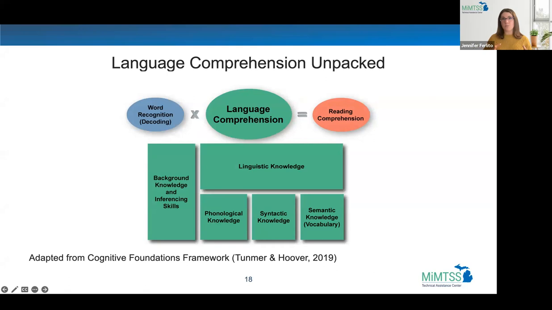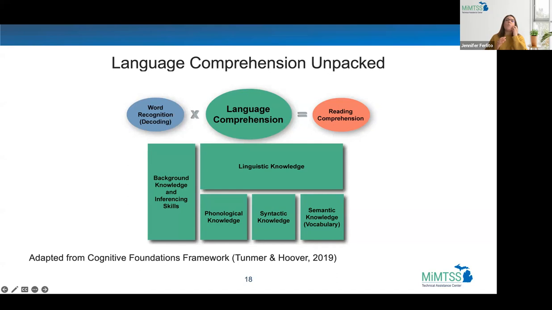Our literal understanding of what is being said is based on three knowledge domains. We have phonological knowledge, and that's starting with the acoustic signal being recognized as speech sounds for our language. Then we have syntactic knowledge, which parses out true meaning of phrases, clauses, and sentences. Then we have semantic knowledge, so that's our meaning of words, word parts, even phrases that take on their own meaning, like piece of cake or walk in the park.